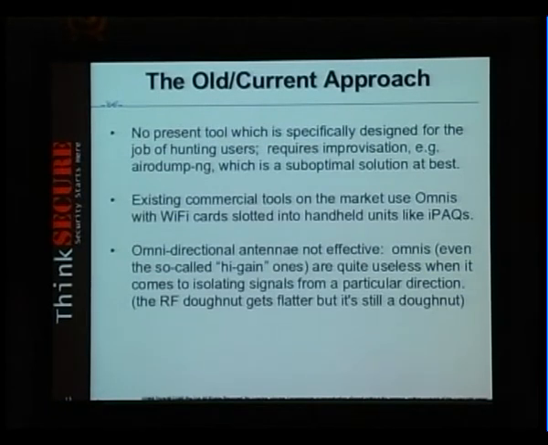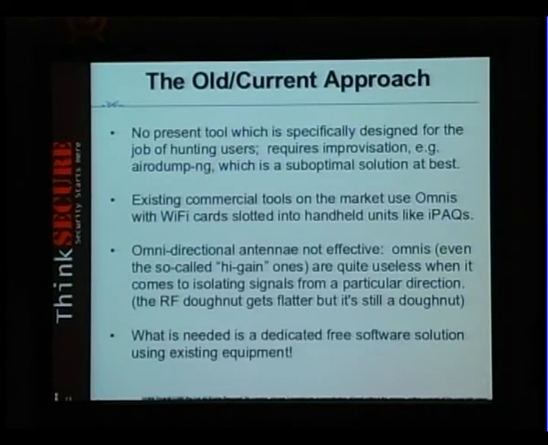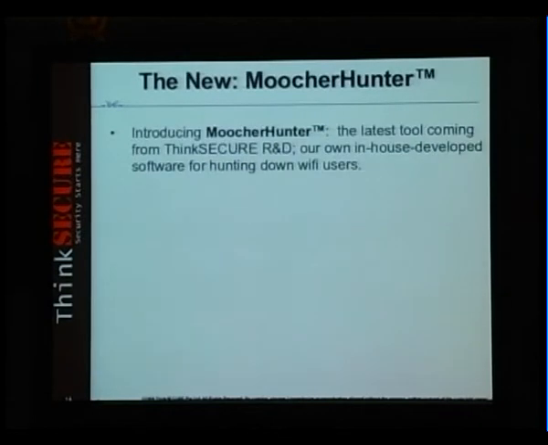So in this case, the so-called RF donut, i.e. that pattern of RF receptivity and emissions, it may get flatter if it's high gain omnidirectional, but it is still a donut, all right? What you really need is some solution which is, number one, free, from the point of view of software, and which can use existing equipment, such as your laptop, your wireless card, or any other directional antenna that you have out there. So this leads us to the point of the presentation today, MoocherHunter.